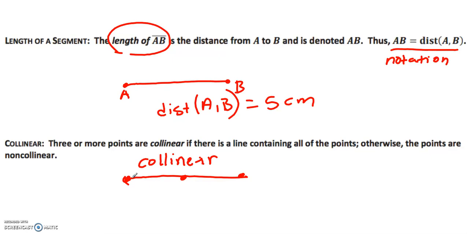If I have this situation, 1 point, 2 points, 3 points, these points are not collinear because I have to be able to draw a line containing all 3 points. If I connect it this way, that is not a line. I have to have all my points on the same line. All my points need to be on the same line. These are collinear.